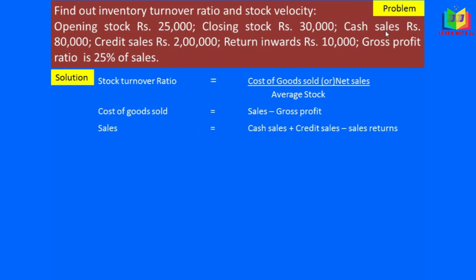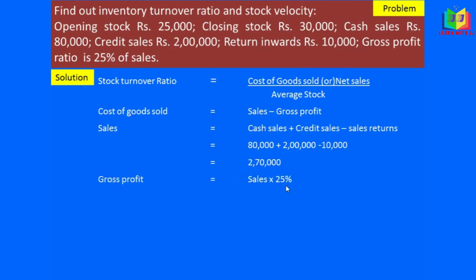Here we have cash sales 80,000, credit sales 2 lakh, and returns is 10,000. So if we substitute in the formula, we'll get 2,70,000. Using this we can find out the cost of goods sold. Before that, we have to find out the gross profit. It's given, that is 25% of sales. Using this 2,70,000, we can find this gross profit.